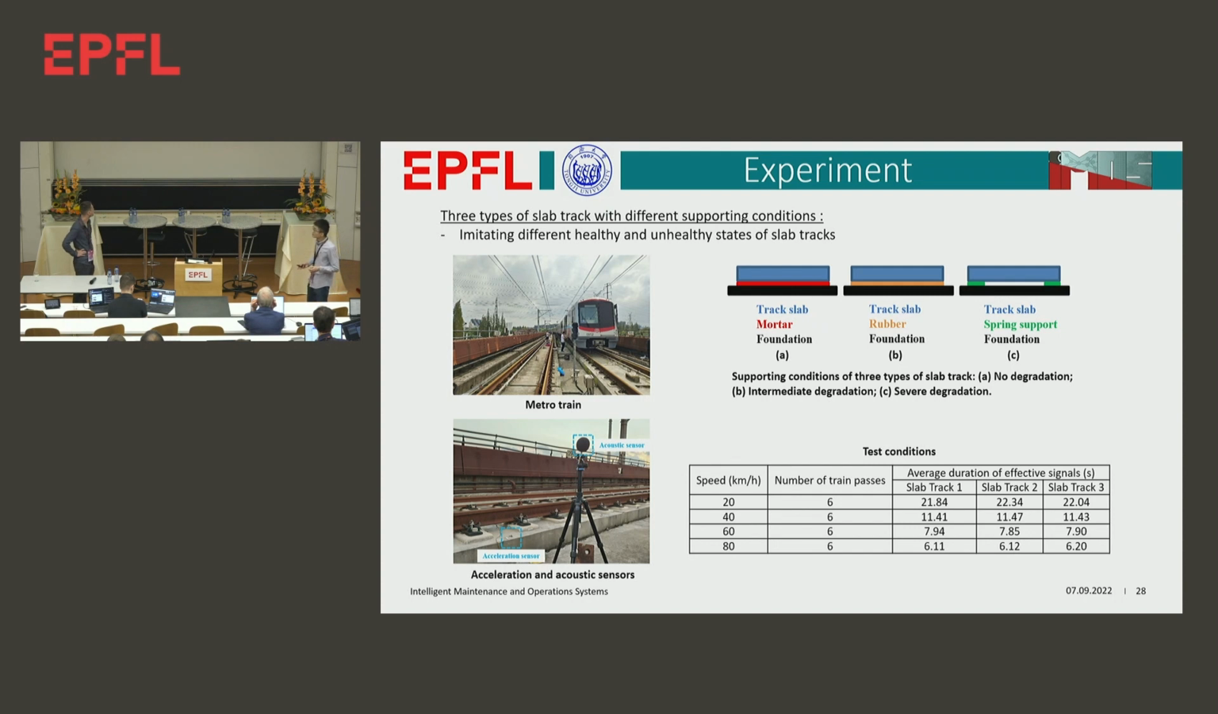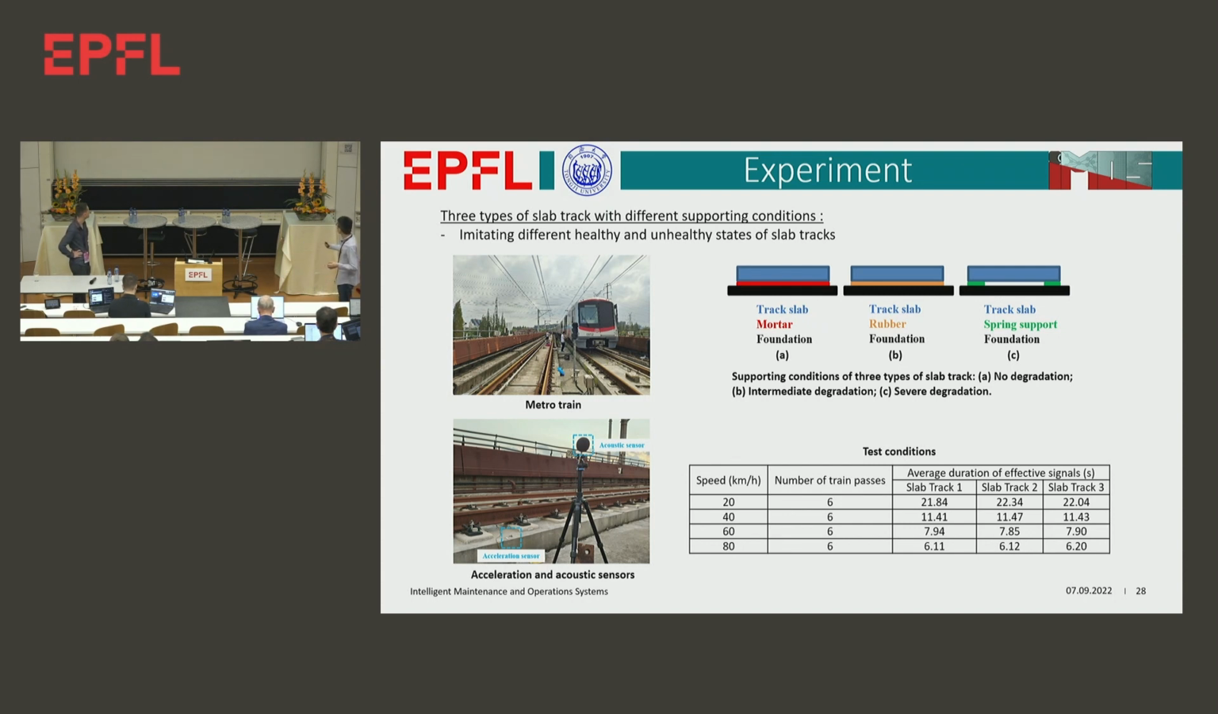And to evaluate the performance of the AGASDF, we conducted a railway field monitoring experiment in China. Since abnormal states of the railway tracks are rare in real applications, we use 3 types of track with different supporting conditions, the mortar, the rubber, and the spring support, to imitate the healthy and unhealthy states of the tracks. The acceleration and acoustic sensors are installed next to the 3 types of tracks to collect the acceleration and acoustic signals as the train passes by with different speeds.